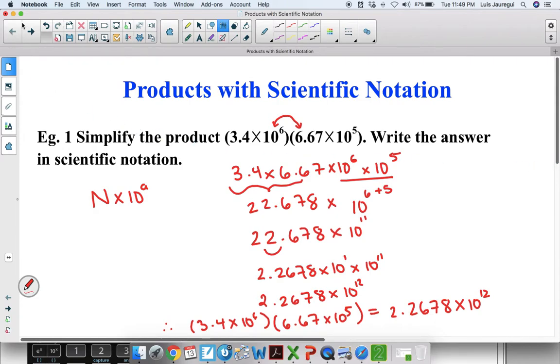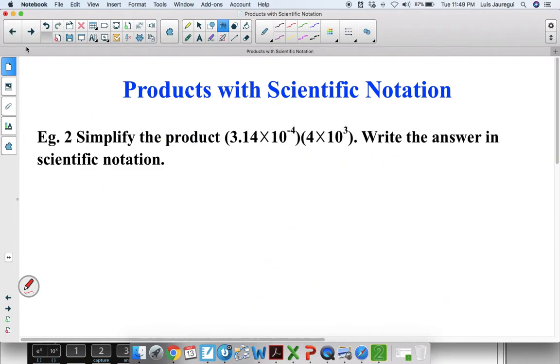Let's see a couple more examples. Example 2: simplify the product 3.14 times 10 to the negative 4 times 4 times 10 to the 3rd. Write the answer in scientific notation. Again, what we're going to do here is rearrange the factors. So we're going to rewrite this one as 3.14 times 4, because we're going to swap the order here, times 10 to the negative 4 times 10 to the 3rd.